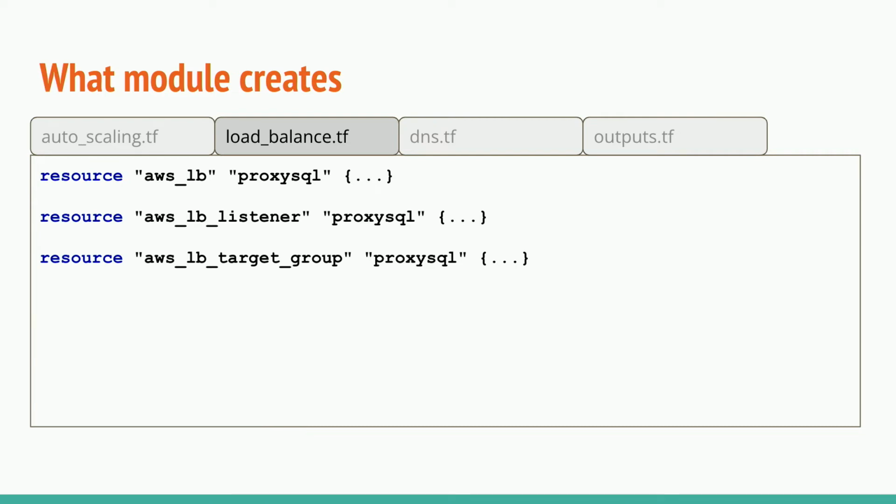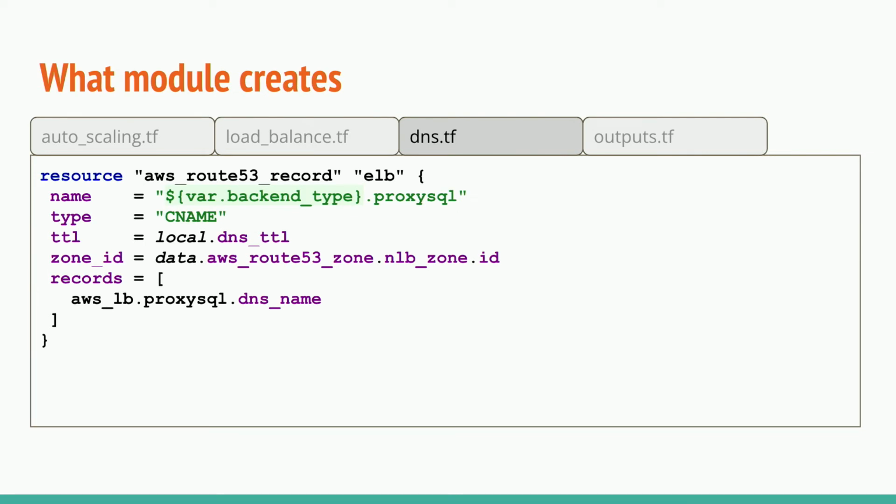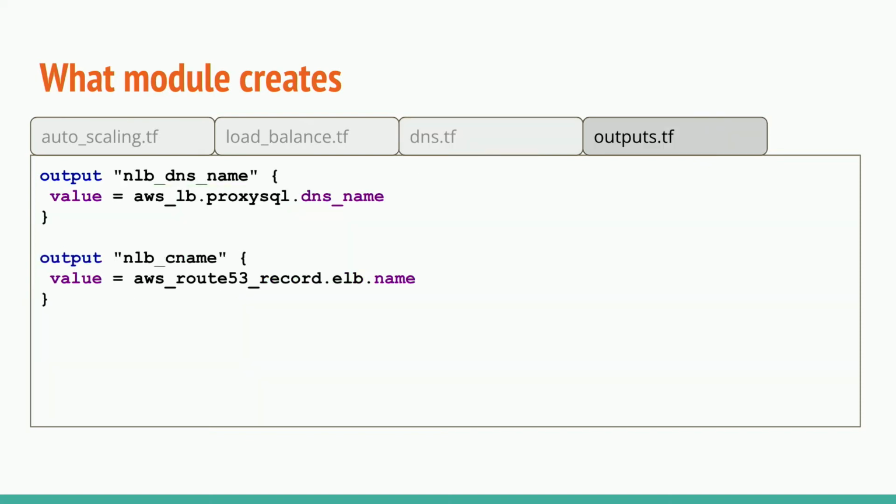Load balancer: you create the load balancer itself, you create listeners, you create target groups. And finally, DNS. When you get a DNS name from the NLB, you can create a CNAME that you can share with the client, and the client uses that CNAME to connect to the database. Plus outputs. I cannot say that we use them much, but for migrations, it's nice to have the DNS name, and we export it as the return value of this Terraform module.